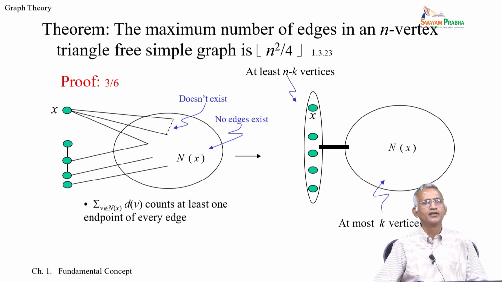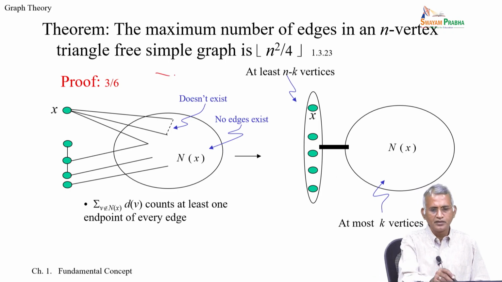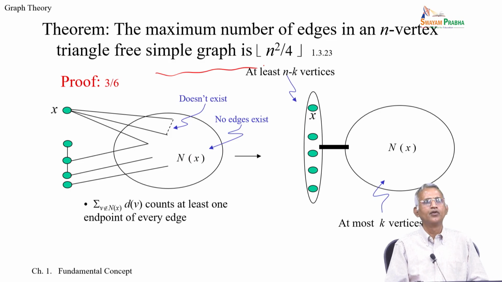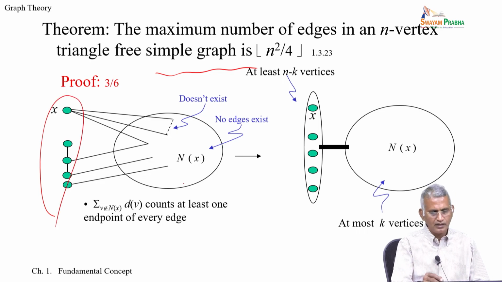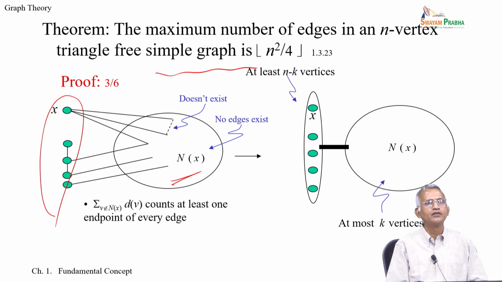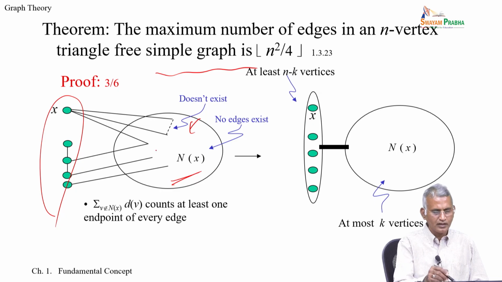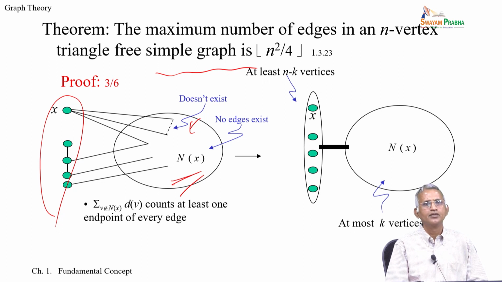Now, we have a theorem. The maximum number of edges in an n-vertex triangle-free simple graph is the ceiling of n squared by 4, and we have a proof. The sum of d(v) counts at least one endpoint of each edge. We have the connection of edges from x to other vertices, and there is an ending vertex with no neighborhood, and no edges exist between these. Similarly for the rest of them, so at least one endpoint of every edge will be counted. So, here at most k vertices can be connected with the other end.